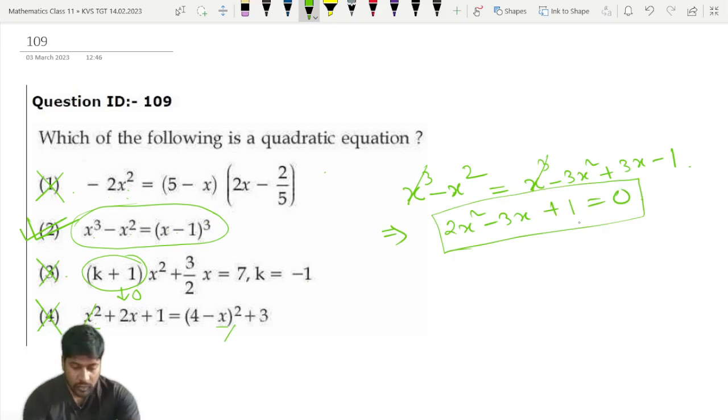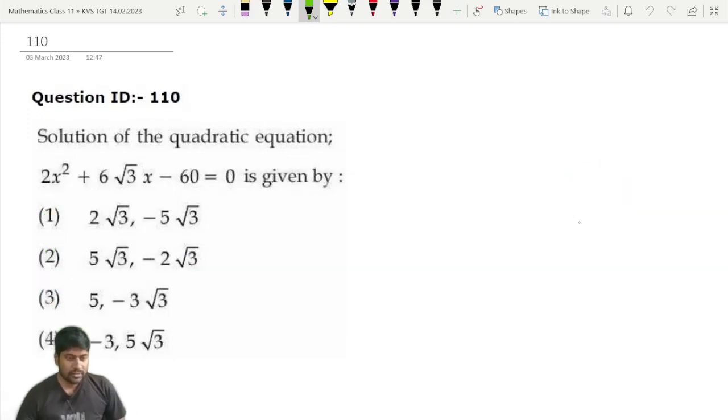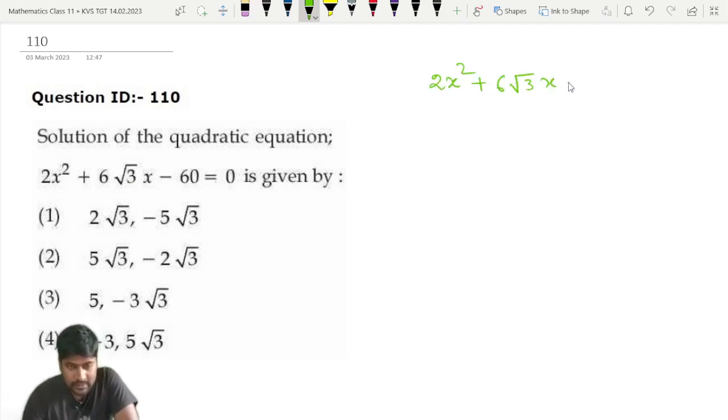So now we will move to the next question, question number 110. So we have to solve this quadratic equation. The quadratic equation is 2x square plus 6 root 3x minus 60 is equal to 0. Now in the beginning itself we will cancel 2.